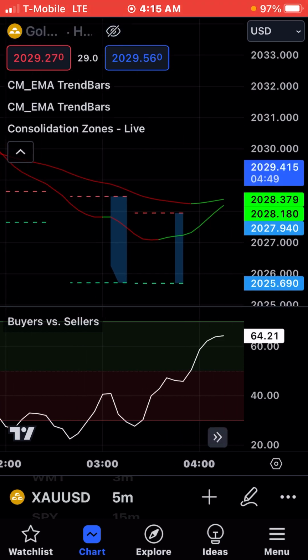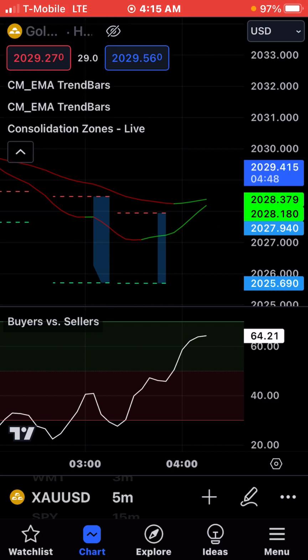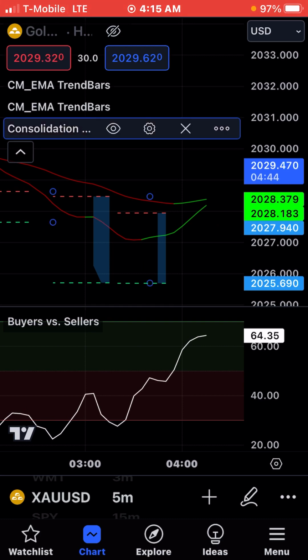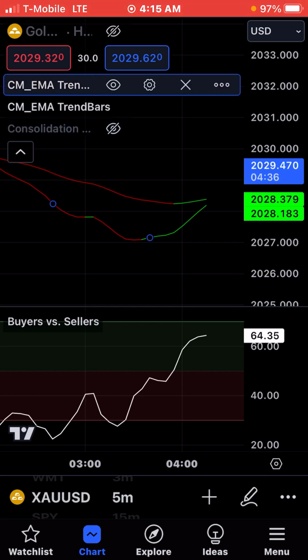So what you want to look for in this strategy, you have your trend bars, you put in 13 and then 48, and I also have consolidation zone. It helps you find moments where it's consolidating, but we don't read that right now. I don't want to confuse you guys.